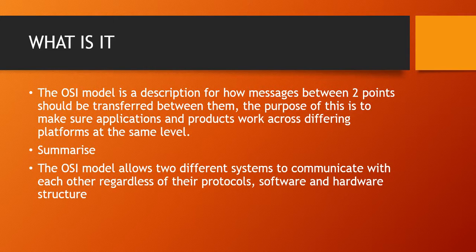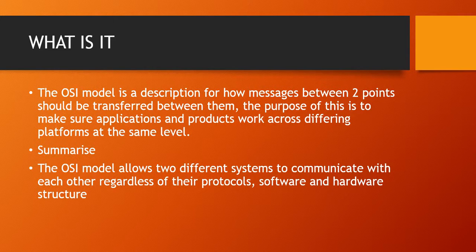The OSI model is a description of how messages between two points, i.e. two computers, should be transferred between them. The purpose of this is to make sure applications and products work across differing platforms at the same level. To summarise, the OSI model allows two different systems to communicate with each other, regardless of their protocols, software and hardware structure.